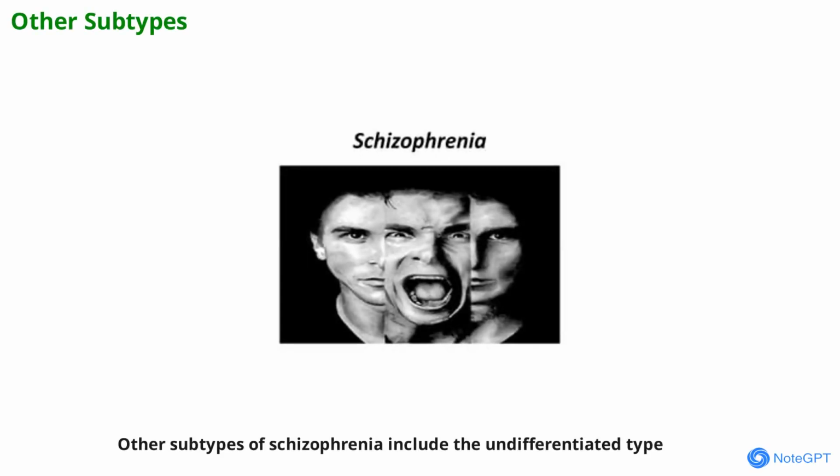Other subtypes of schizophrenia include the undifferentiated type, where major symptoms are present but criteria for other types are not met, and the residual type, where individuals have had at least one episode but now display less extreme residual symptoms. The paranoid type is also recognized, often involving prominent delusions and auditory hallucinations. Understanding these distinctions helps in diagnosis and management.